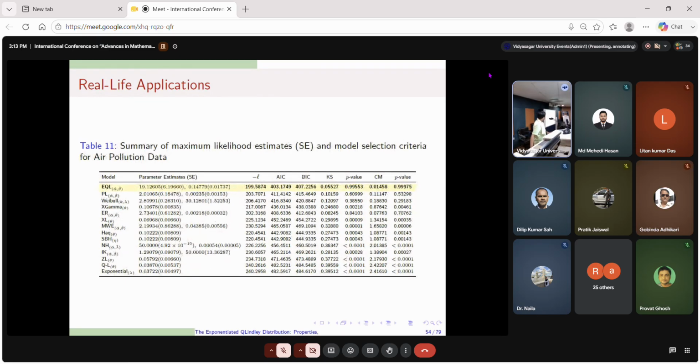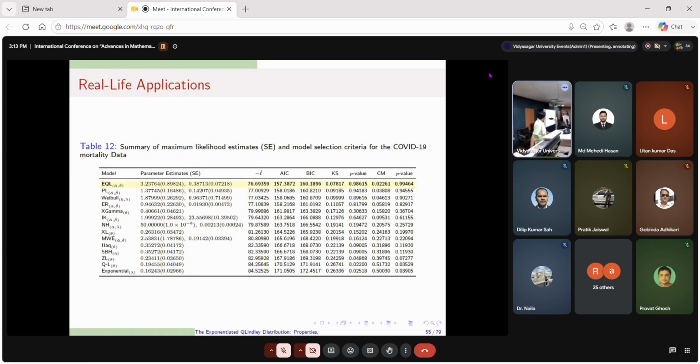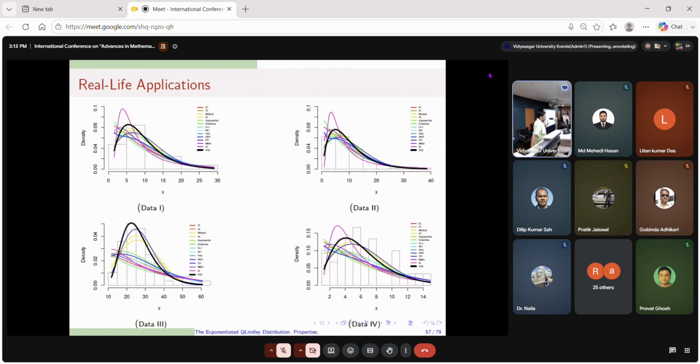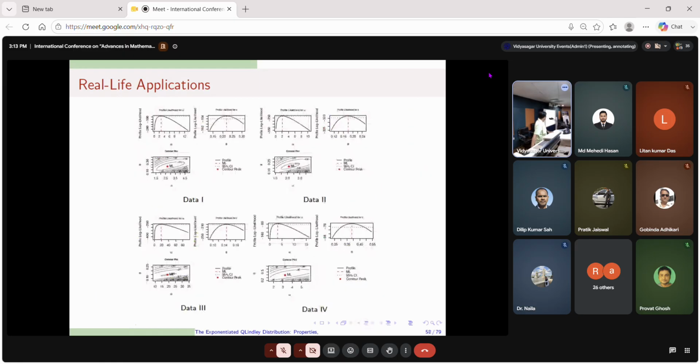So this is the first data set, and these are the second, third and fourth. I'm not going into details of whatever I have said, all are given here. So there are the sets, fitted model. You see, the black one is our proposed model. The black diagram is our proposed model. And these are the profile likelihood, and different sets are there.